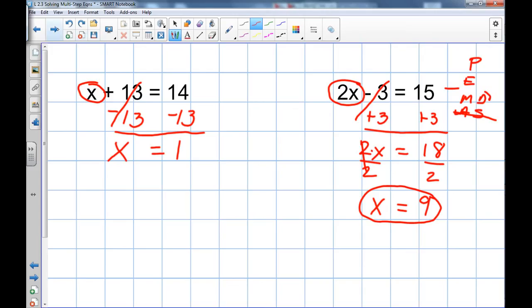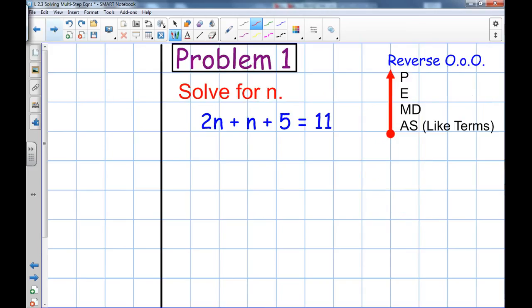Okay, so let's move on to multi-step equations. The only difference in a multi-step equation is there's more than two steps. It's a multi-step. And so we're just going to add a little bit to the addition and subtraction part of the reverse order of operations, and that is to add like terms. So in this problem, when you're solving for n, first thing you're going to do is look for like terms on either side of the equation.